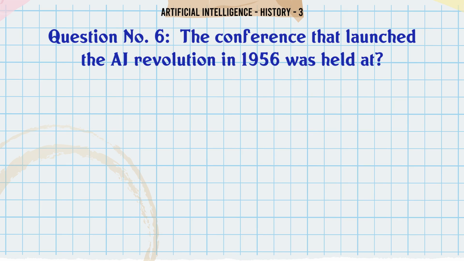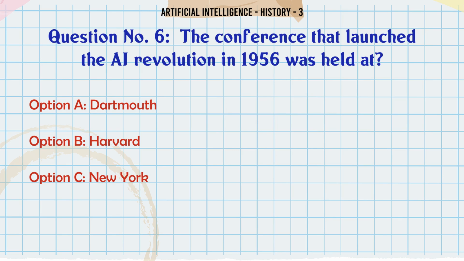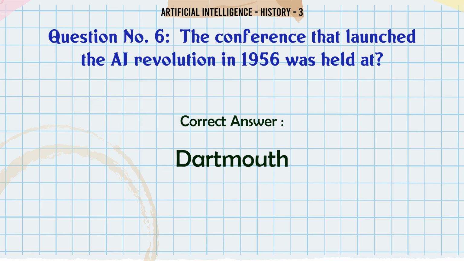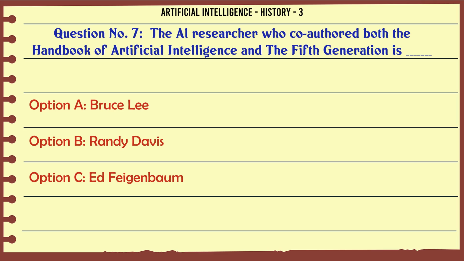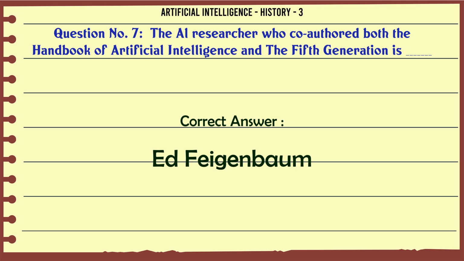The conference that launched the AI revolution in 1956 was held at A. Dartmouth, B. Harvard, C. New York, D. Stanford. The correct answer is Dartmouth. The researcher who co-authored both the Handbook of Artificial Intelligence and The Fifth Generation is A. Bruce Lee, B. Randy Davis, C. Ed Feigenbaum, D. Mark Fox. The correct answer is Ed Feigenbaum.